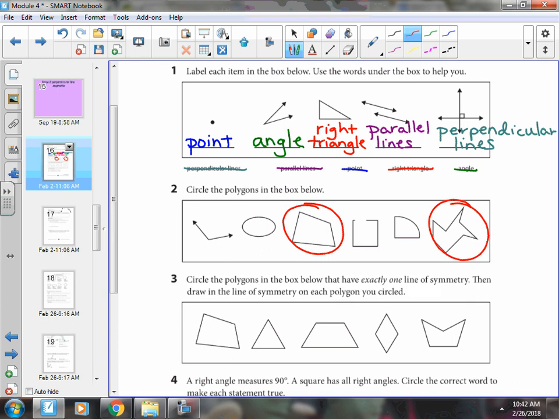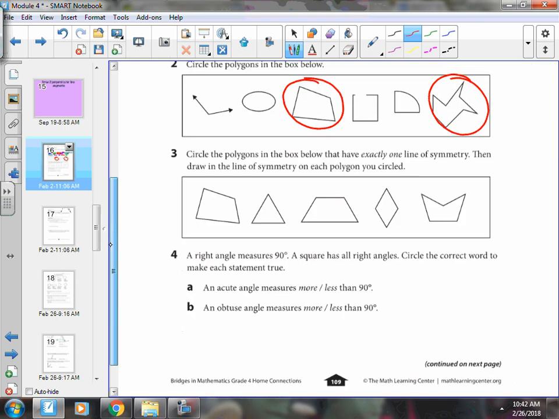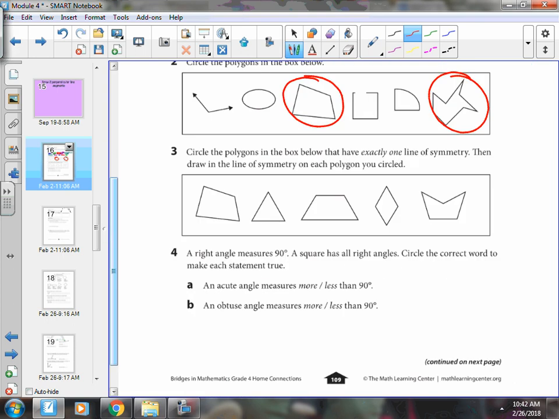Number 3, circle the polygons in the box below that have exactly one line of symmetry. So maybe a good way of thinking of it is the left looks like the right. So I know that this has a line of symmetry, and this has a line of symmetry. I think this first shape has 0 lines of symmetry. I know a perfect equilateral triangle is going to have 3 lines of symmetry, and this rhombus is going to have 2 lines of symmetry. So the only shapes that have 1 line of symmetry are the trapezoid and that irregular pentagon.